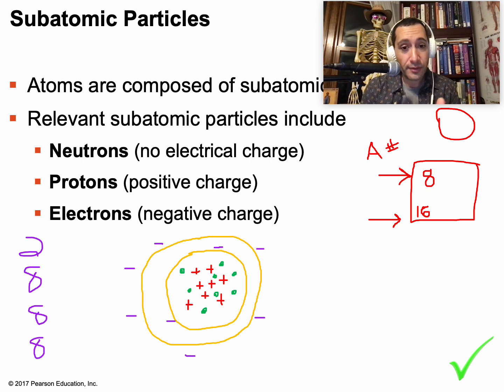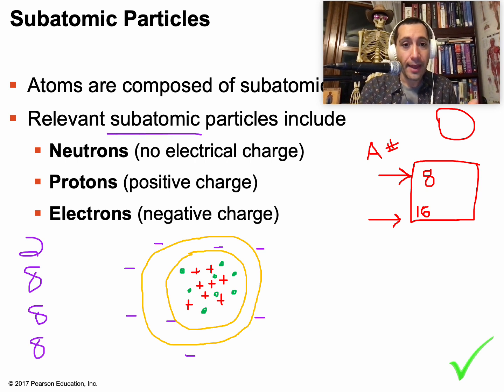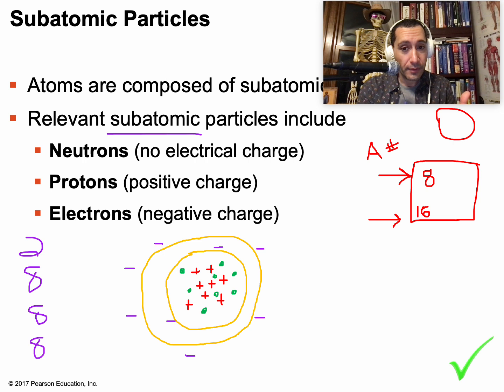There's another thing, which is what kind of electrical charge do each of those 3 subatomic particles have? Protons have positive charge. Electrons have negative charge. Neutrons have no charge. Okay. So far, so good. Now oxygen is complete.